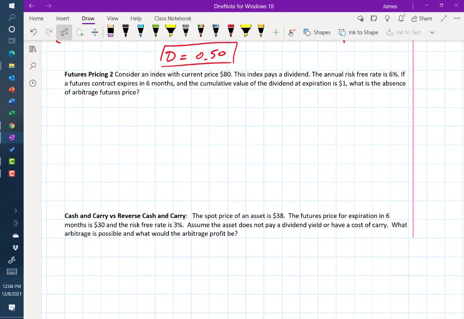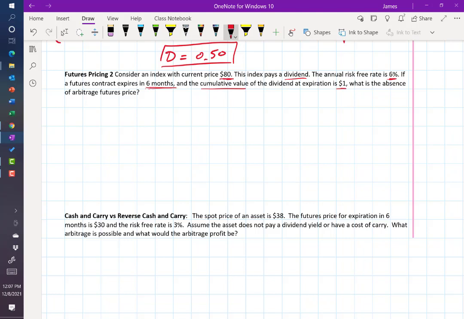All right, let's move on to another one. We have another problem on futures pricing. So consider an index with current price of $80. The index pays a dividend. The annual risk-free rate is 6%. If the futures contract expires in 6 months and the cumulative value of the dividend at expiration is $1, what is the absence of arbitrage futures price?